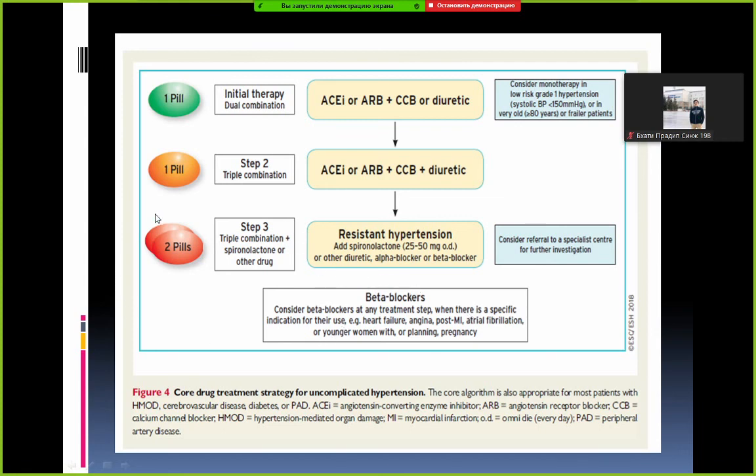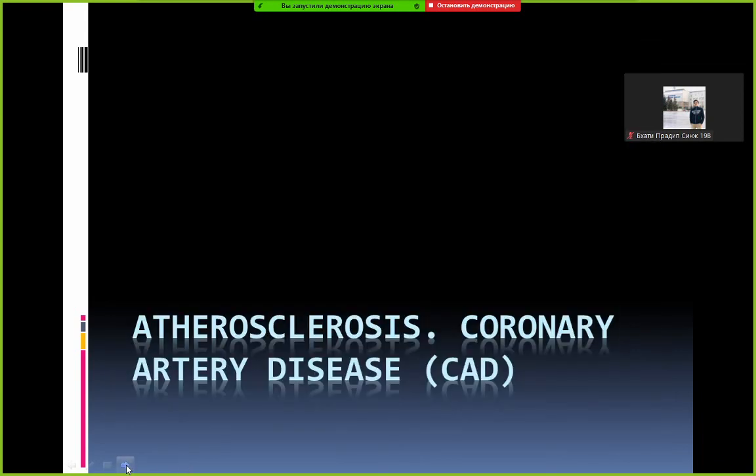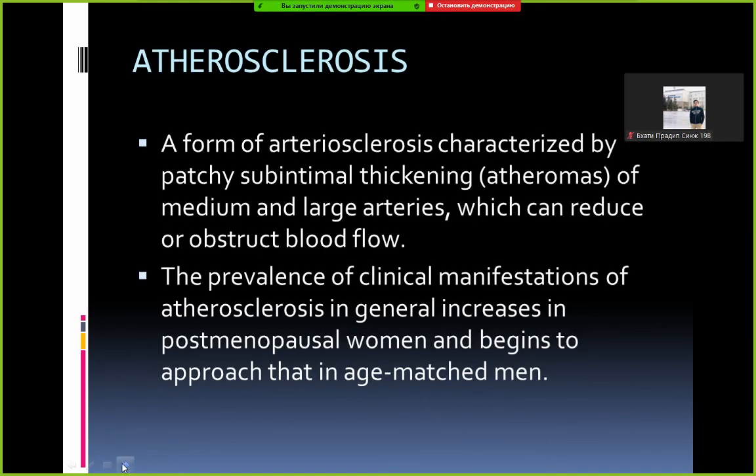We consider to use beta blockers at any treatment step when there is a specific indication for their use. For example, presence of angina pectoris, heart failure, or past myocardial infarction, cardiosclerosis, or in case of presence of different types of arrhythmia or in young women. So this is all information about arterial hypertension, and now we will focus on atherosclerosis and coronary artery disease.